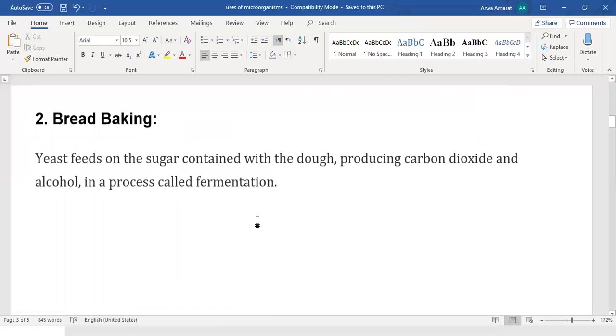Now, for baking bread, yeast is used. It is a kind of fungus. It feeds on the sugar contained in the dough, producing carbon dioxide and alcohol. It is anaerobic respiration. It is called fermentation. It is one type of anaerobic respiration.